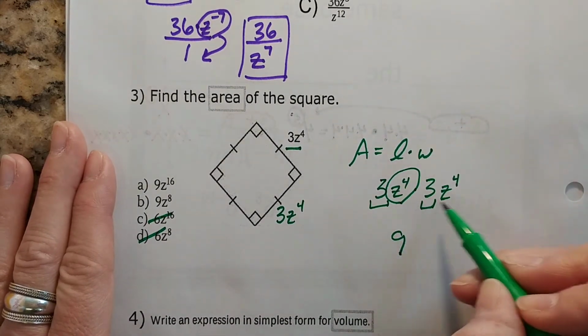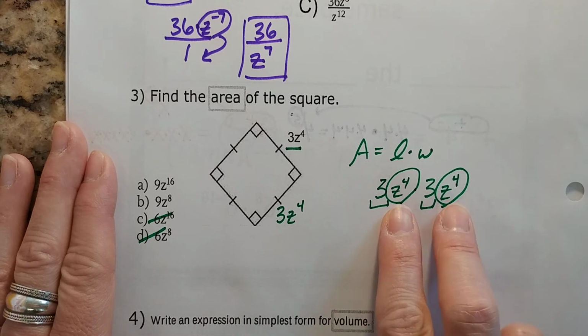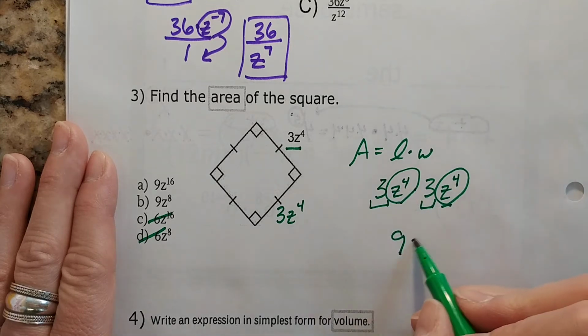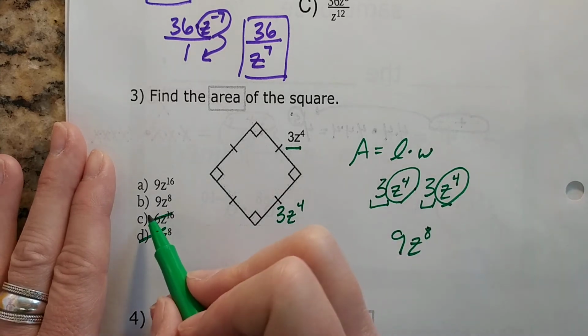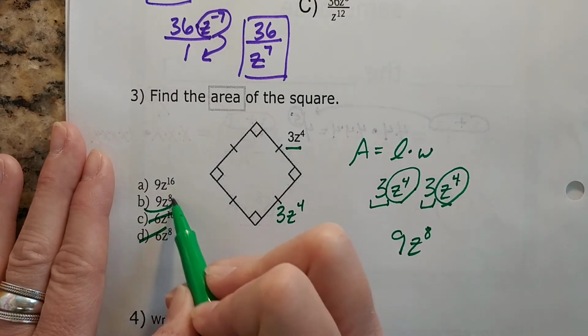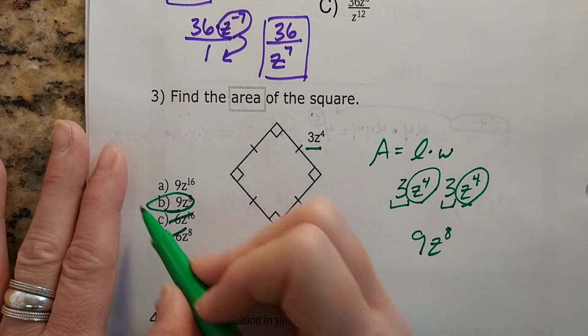Now we have z to the 4th times z to the 4th. Remember, when you're multiplying powers with the same base, you want to add the exponents. So 4 plus 4 would be 8. Z to the 8th. Be careful with that one. Sometimes kids want to multiply those together, but you're actually adding. All right. And we have the answer of B.